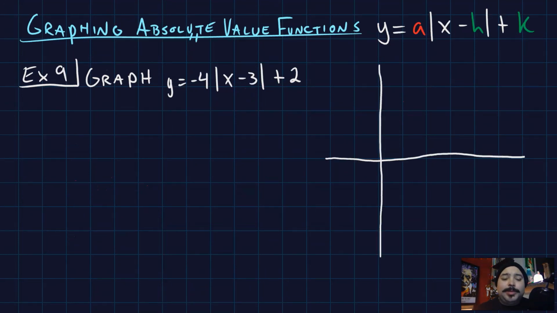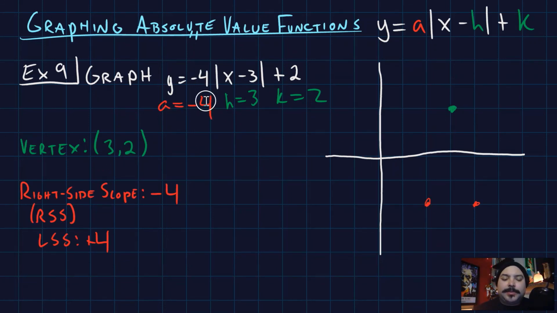In our final example, we'll be graphing the equation y equals -4 times the absolute value of x minus 3 plus 2. This time, our value for h is +3 since we have x minus 3 inside the absolute value, and k is equal to 2, so our vertex is going to be at (3, 2). The value of a in our equation is equal to -4, so that means the right-hand side of our graph is going to have a slope of -4, so that means down 1, 2, 3, 4, to the right 1. And our left-hand slope is going to be down 4, to the left 1. So then our absolute value graph looks like this.